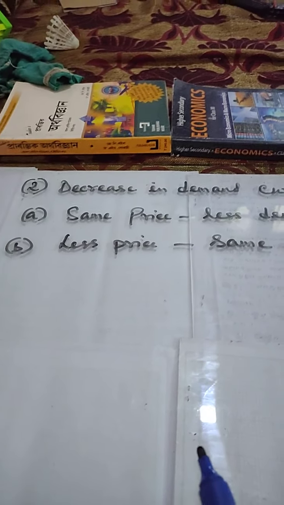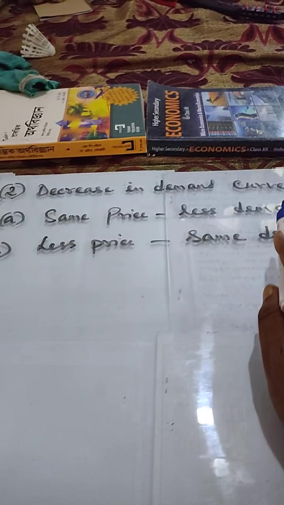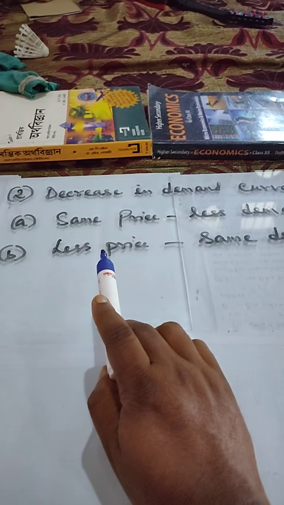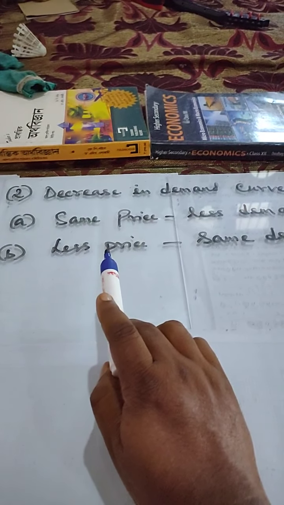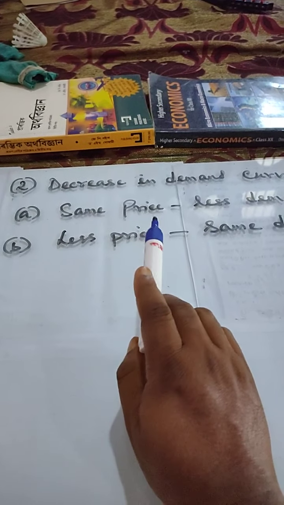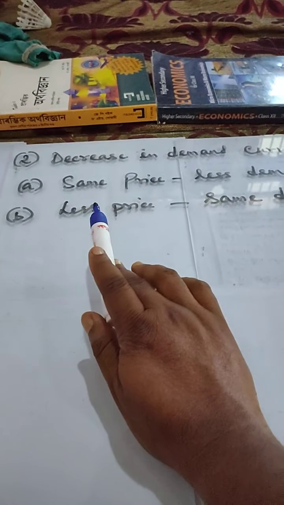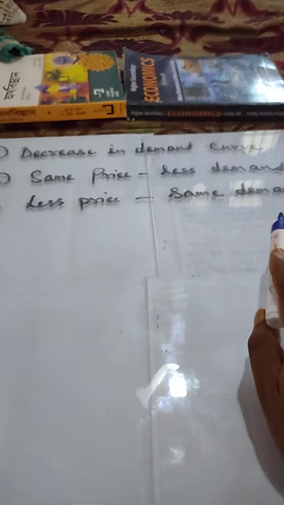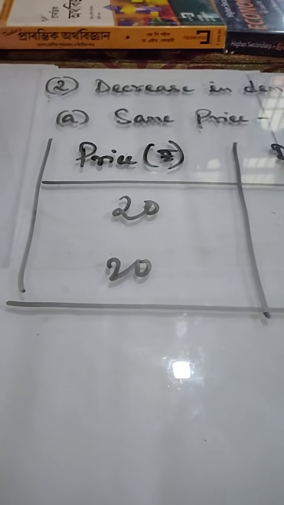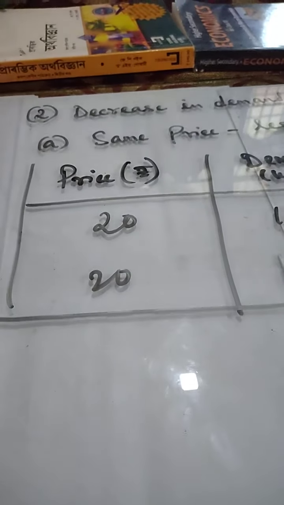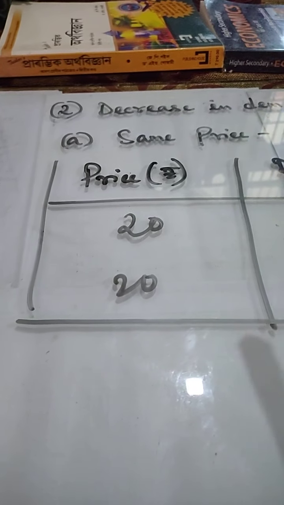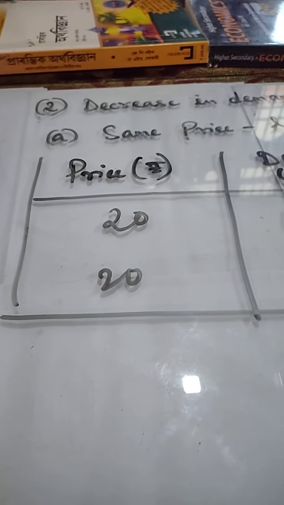The decrease in demand can also be explained with the help of two ways, that is, there is a twofold discussion as in increase in demand. First one is the same price, less demand, and second one is the less price, same demand. How does it happen? You see what is decrease in demand. Decrease in demand refers to a situation when consumers demand a smaller quantity of the commodity at the same price.